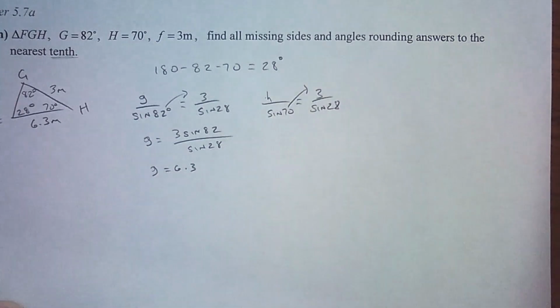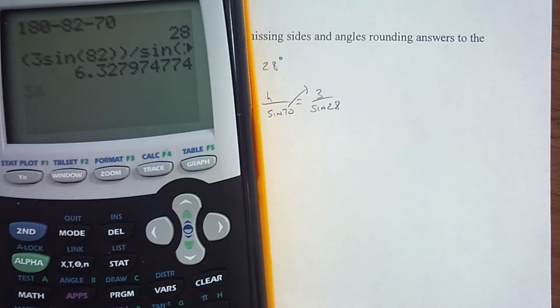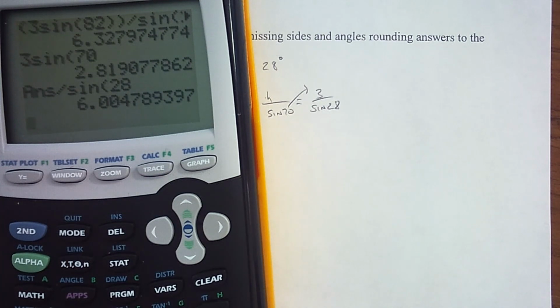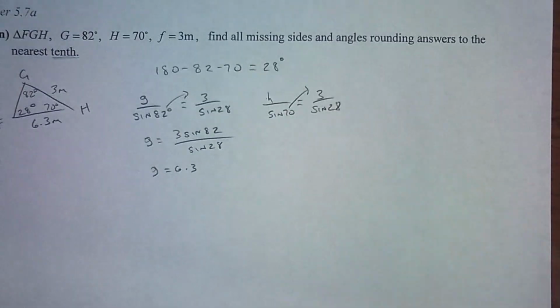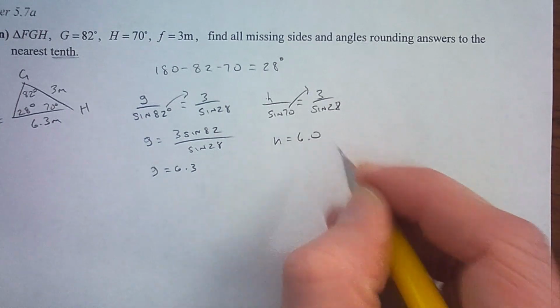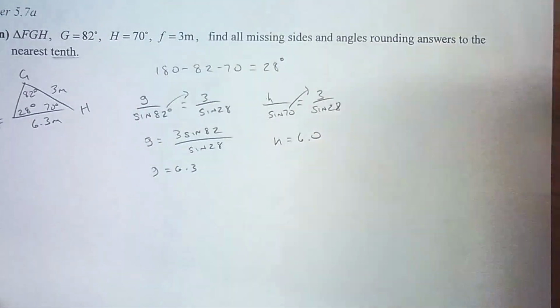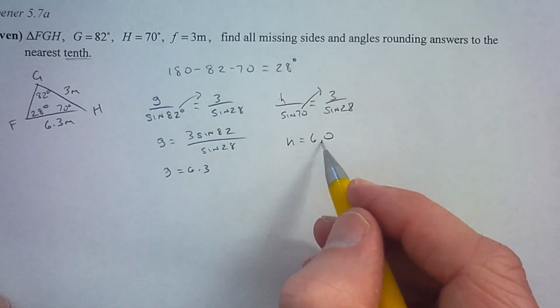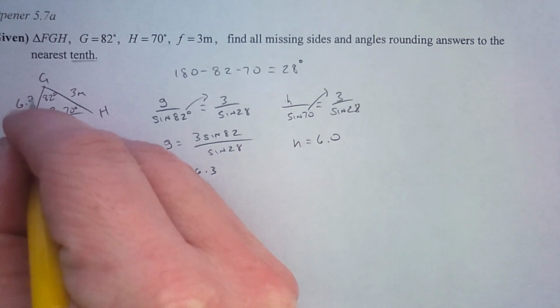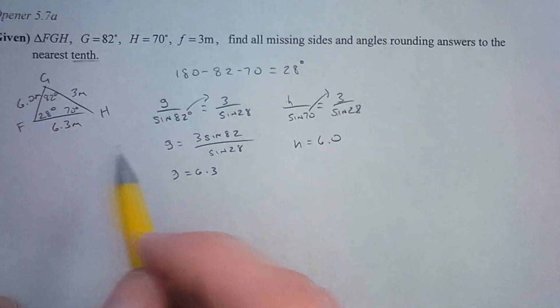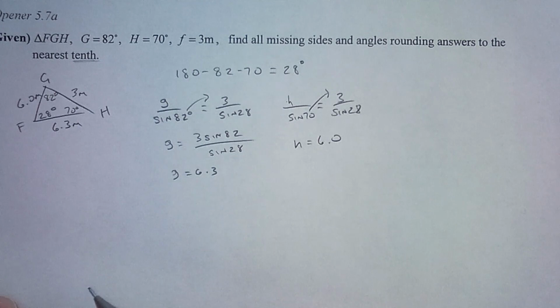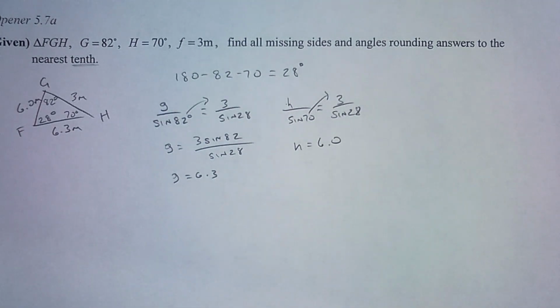So I'm going to multiply this across. So I've got 3 times sine 70. And I didn't open and close parentheses, so I'll just hit equals and then divided by sine 28. And I get 6.0. Now it's not exactly 6. Okay, so it rounds to 6, but we want to put 6.0. That shows that it's not exactly 6. So we've got our 6.0 meters. Okay, so we have solved this triangle. All the side lengths and all of the angle measures are accounted for now.